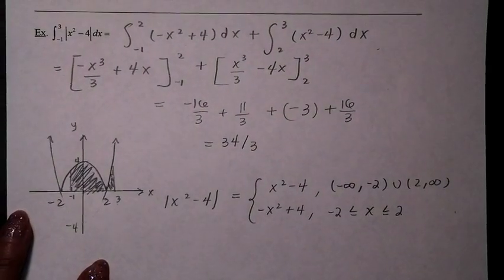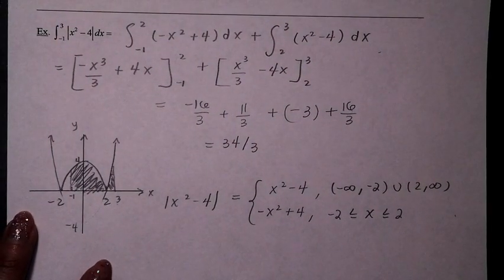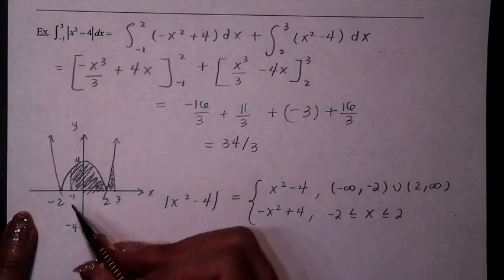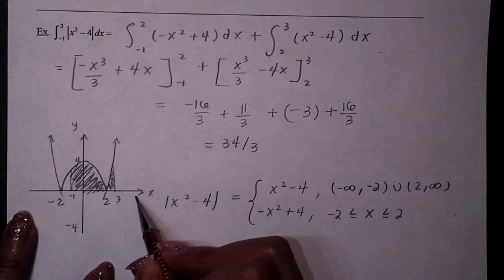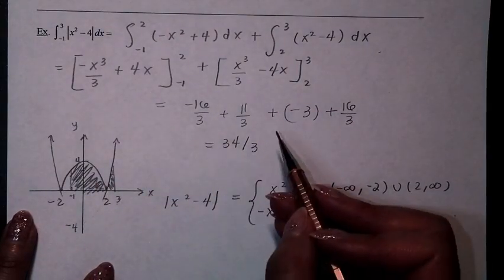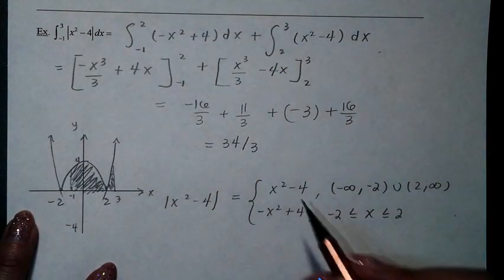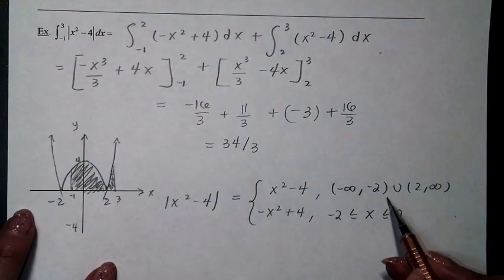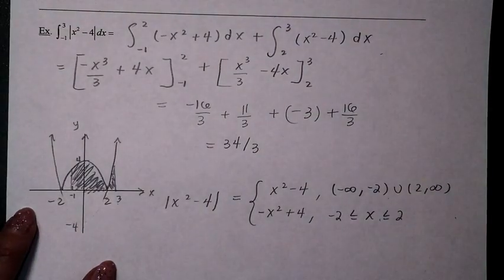So be very careful when you have absolute values. Make sure that you are always taking care of when you are intersecting the x-axis, because that will impact how you compute your integrals and the order that you have over here. Make sense?